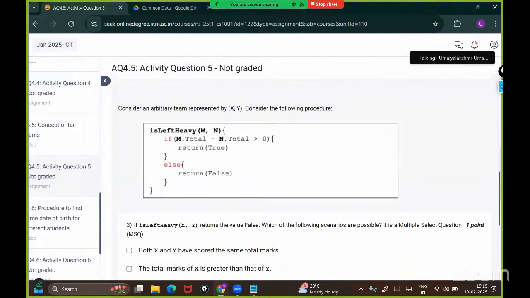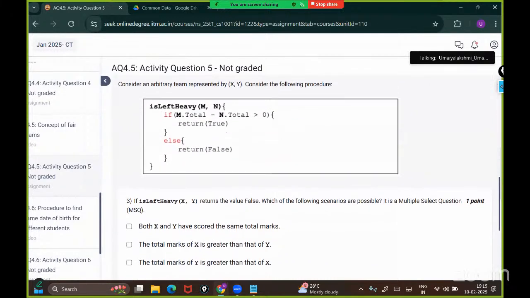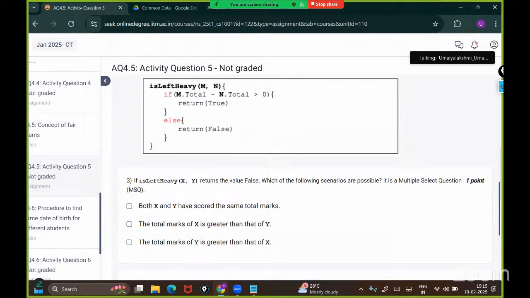So here, choose an arbitrary team represented by X and Y. So consider the following procedure. What is given here is left heavy, which means M dot total. Let's say the first person, the left person, is taken. His mark is subtracted with N total, the second right side person, which has to be greater than 0. What does it mean? When M total is more, it returns true. Yes, when the person's M total is greater, then it returns true. Which means when left heavy returns false, then when will it give me a false answer?